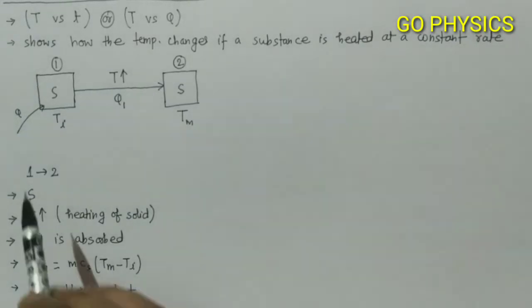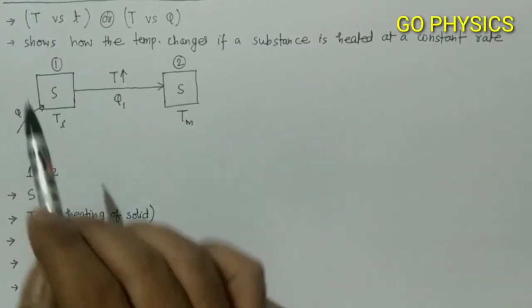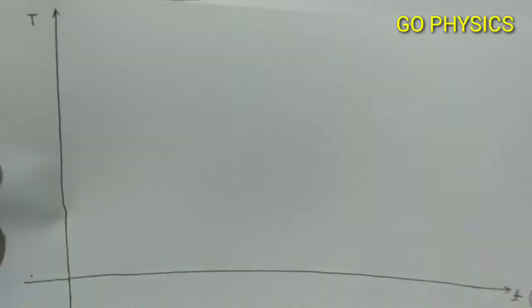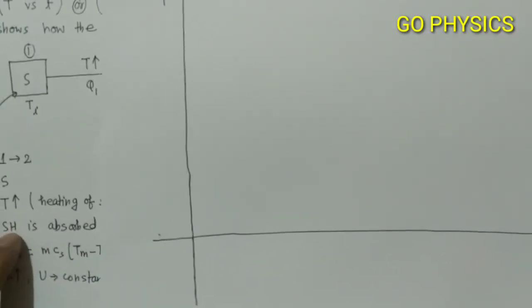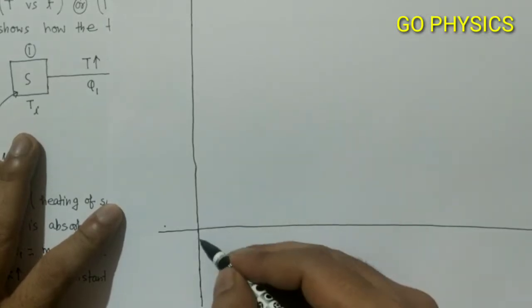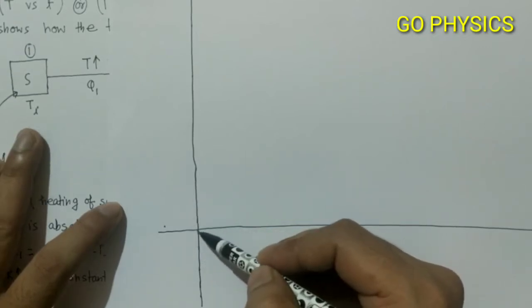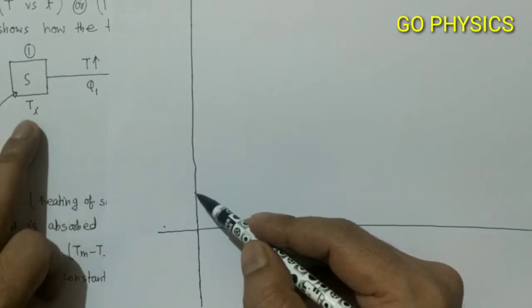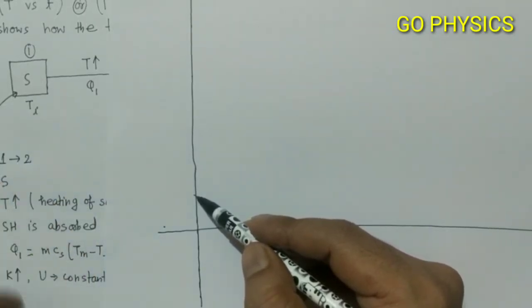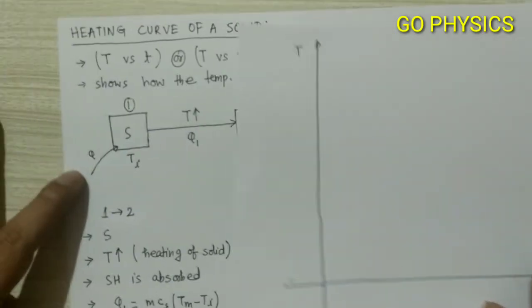Now we are going to draw the process 1 to 2 on temperature versus time graph. So here we have the temperature versus time graph, and initial temperature is Ti. Initial temperature Ti can be greater than 0 degree or it can be less than 0 degree. If Ti is greater than 0 degree, then it will start from above the time axis. And if Ti is less than 0 degree, the curve will start from below the time axis. In this case, I am assuming that Ti temperature is greater than 0 degree.